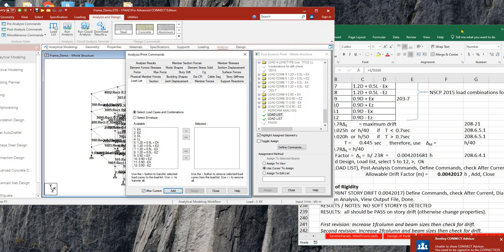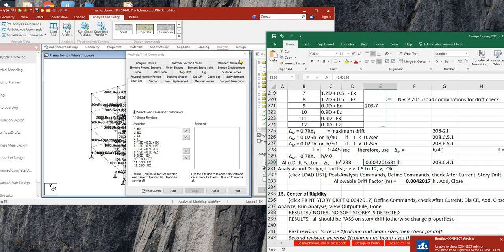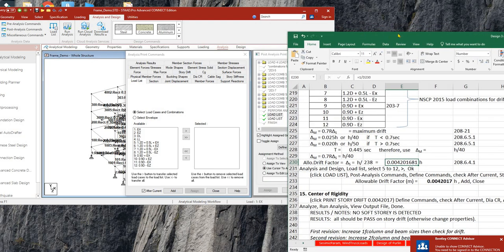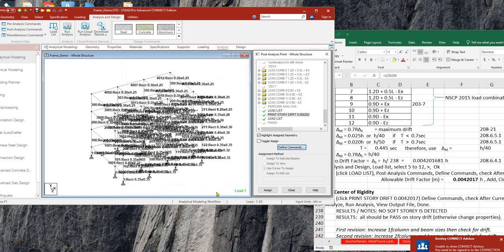Tapos, piliin natin ngayon si story drift. Ito, yun. Papasok mo dito ngayon yung value ng 0.004217, then add, click add, and then close. Okay?